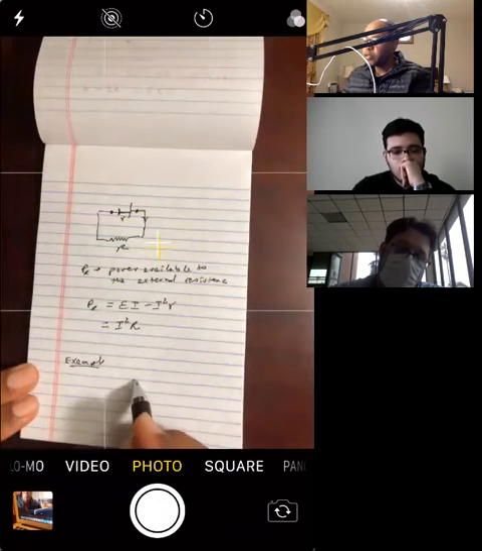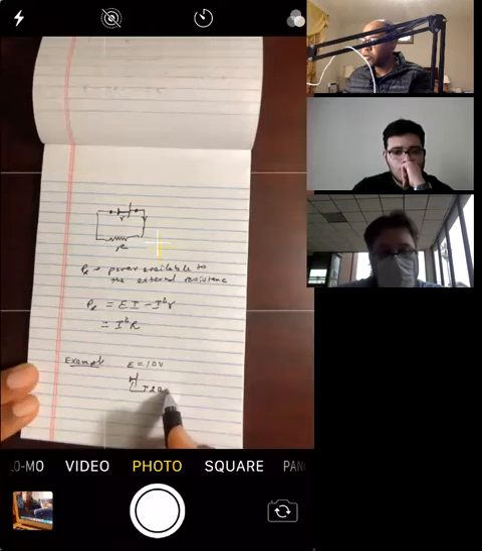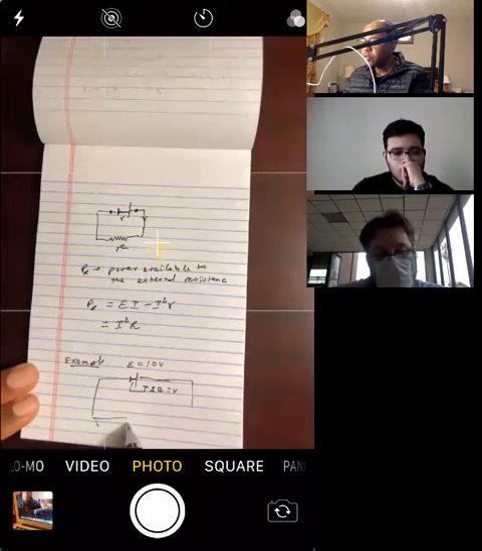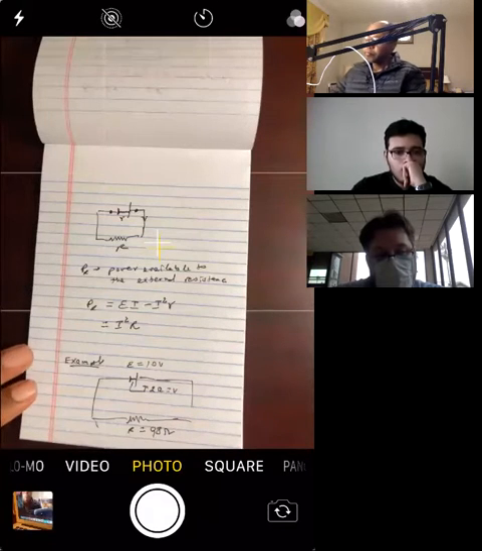Suppose we have the following. Let's say this battery has an EMF of 10 volts, okay? Let's say this internal resistance R is maybe 2 ohms. And let's say this is our circuit over here, and the external resistance R is maybe 98 ohms, okay?